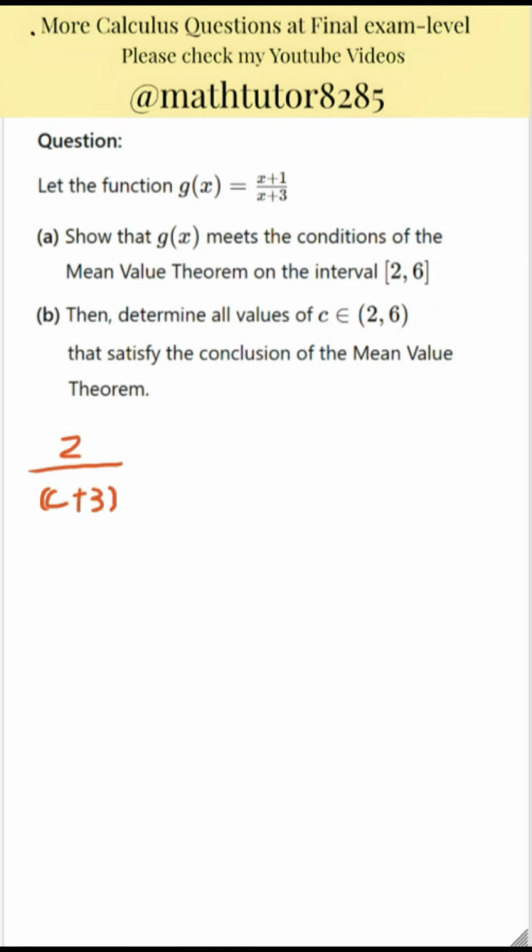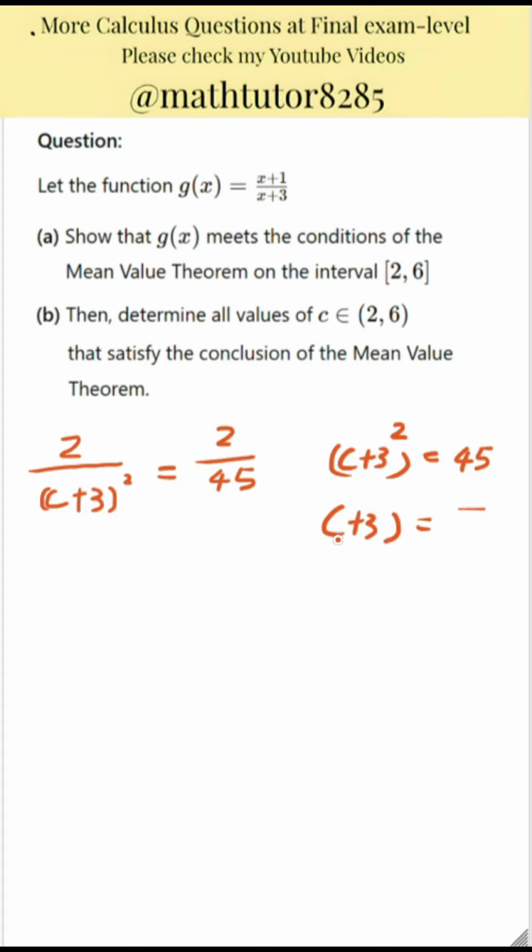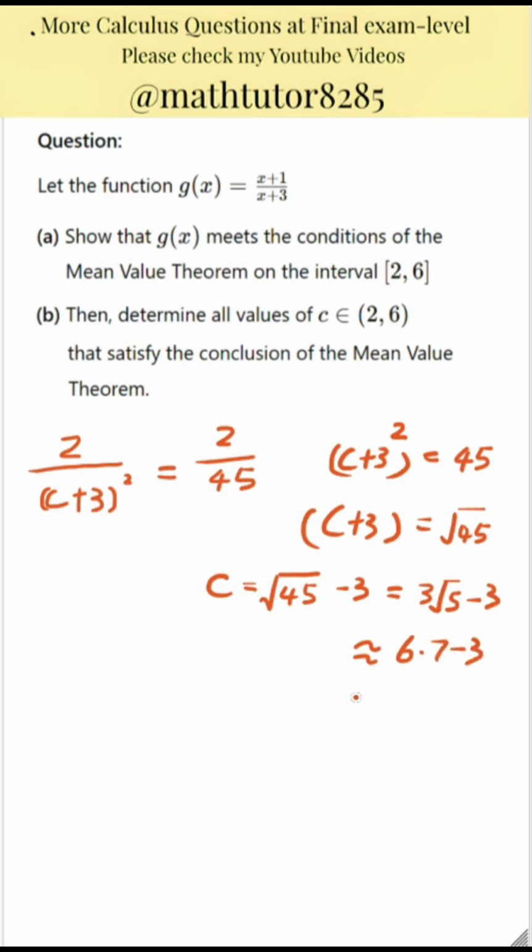Next step is to set derivative equal to the average rate of change. According to the mean value theorem, there exists some c between 2 and 6 where the instantaneous rate of change equals the average rate of change. So we set 2 divided by the square of c plus 3 equal to 2 over 45. Canceling the 2 on both sides, we get that the square of c plus 3 is equal to 45. Taking the square root of both sides, we get c plus 3 equals the square root of 45, which is 3 times the square root of 5. Then, subtracting 3 from both sides, we find that c equals 3 times the square root of 5 minus 3.